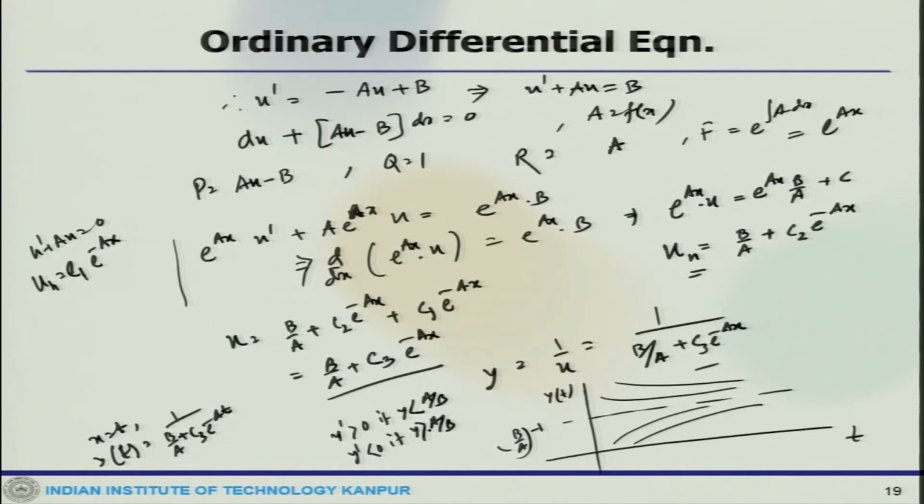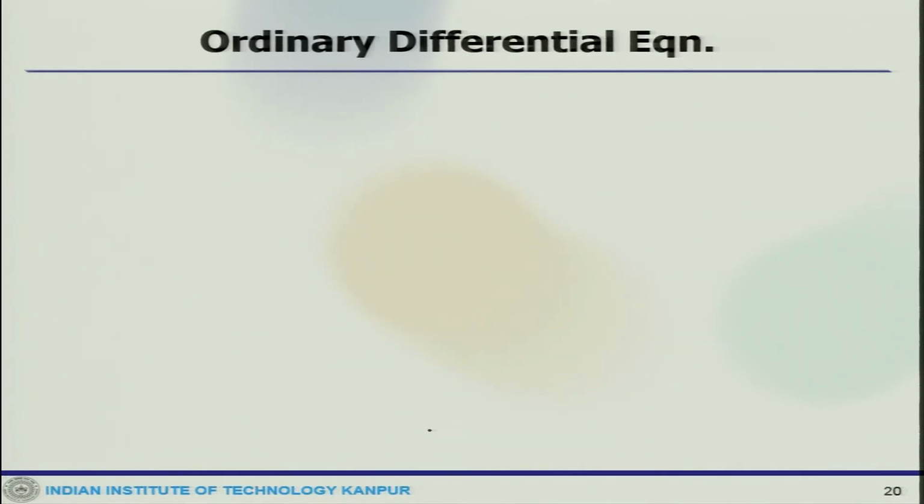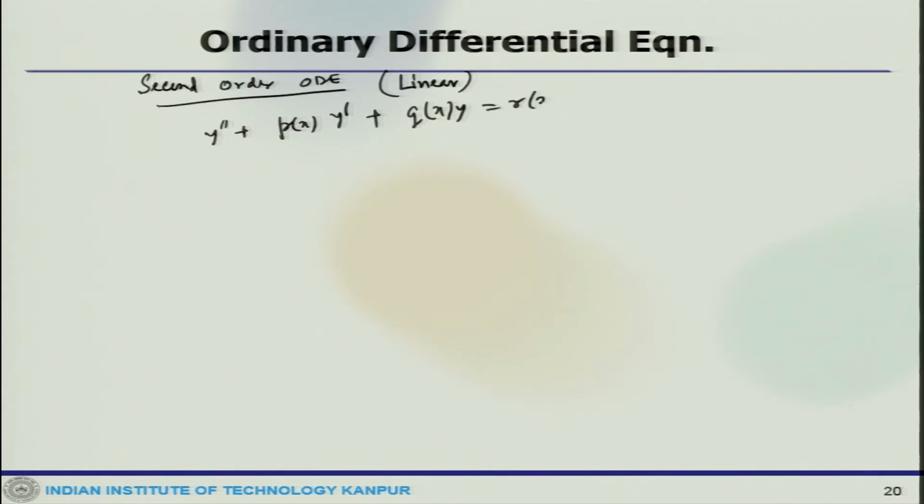Now, this is where it is a first order nonlinear ODE. Now, we can look at the second order ODE, which is for linear. So, this will give us a system like y double prime plus p x y prime plus q x y equals r x. So, we have straightaway taken an example which is non-homogeneous. And if r x is going to be 0, this will lead to a homogeneous system.